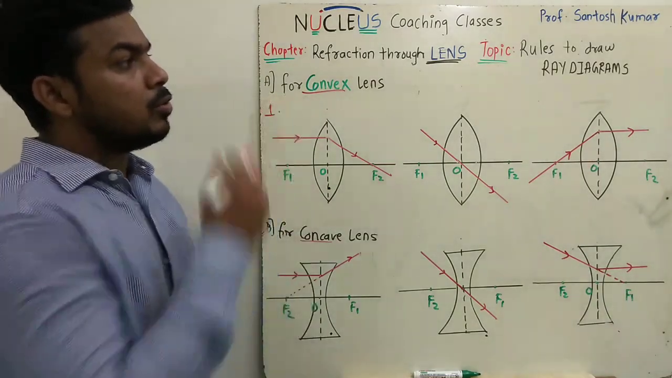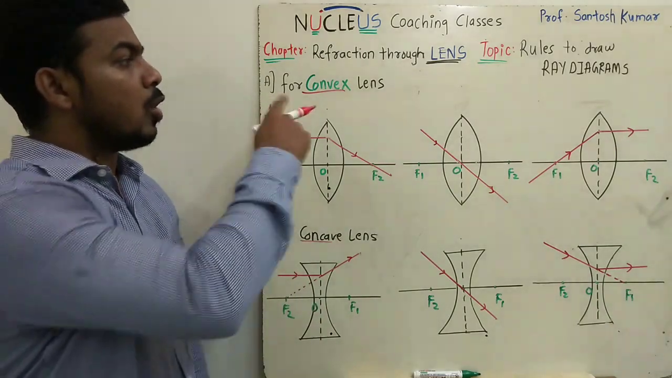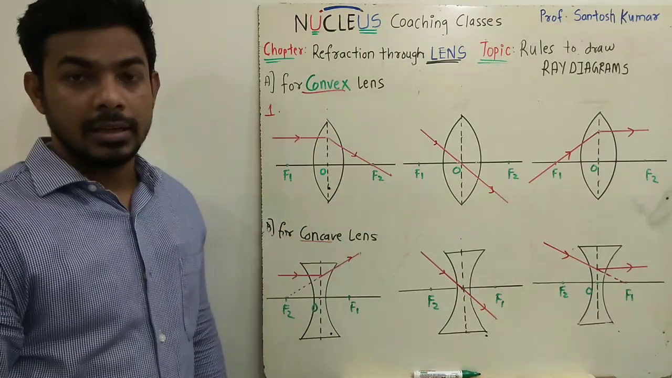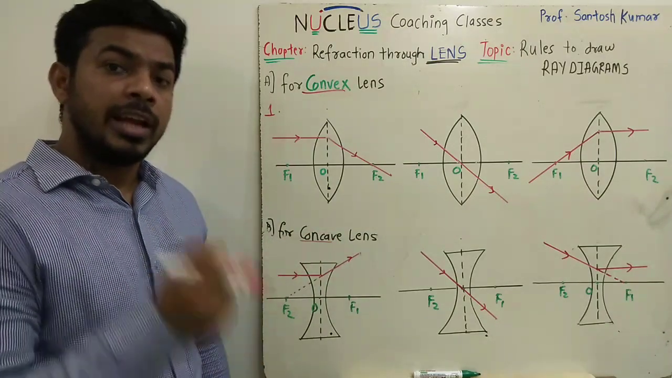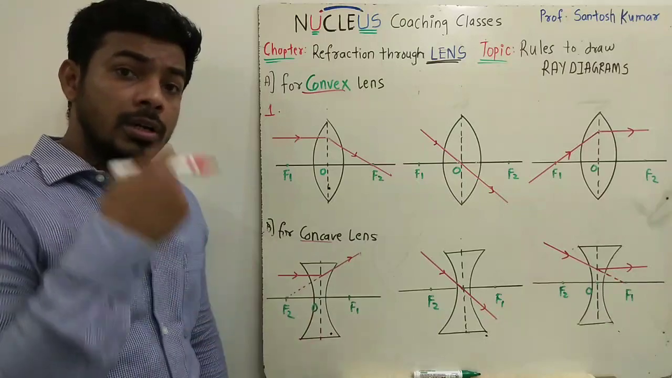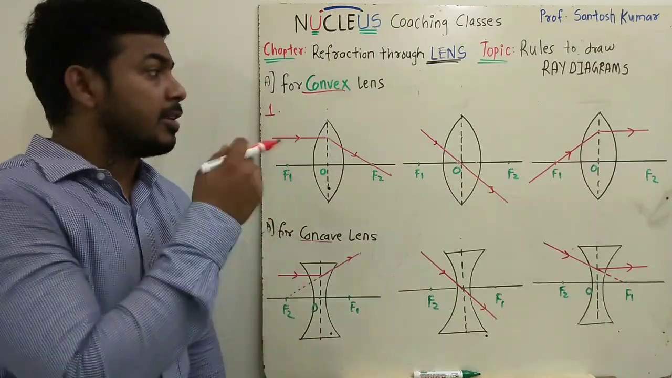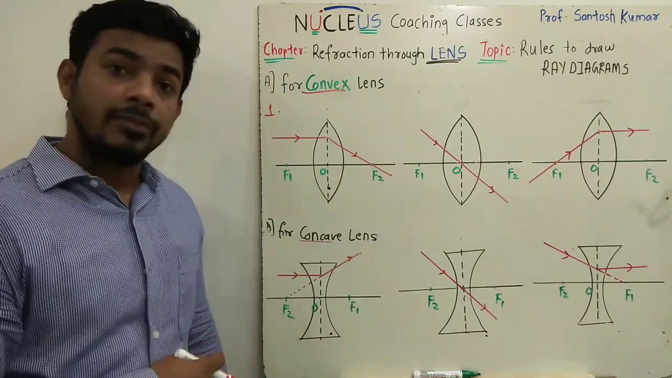Now we will study rules to draw the ray diagrams for convex lens as well as concave lens. And remember, these rules will help you to draw the image of an object kept in front of a convex lens or a concave lens.